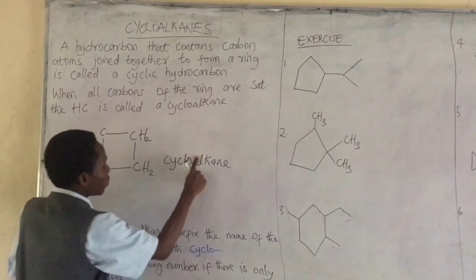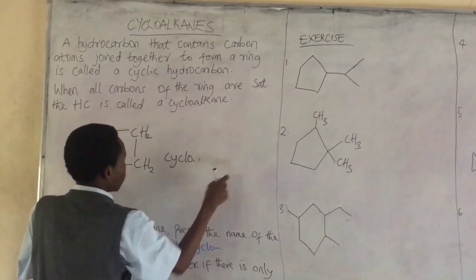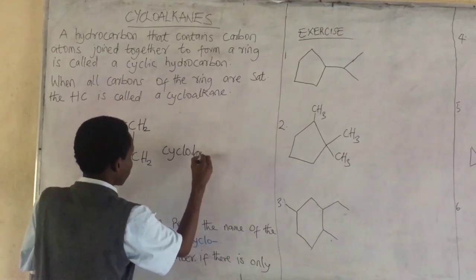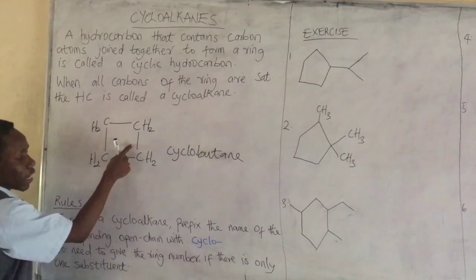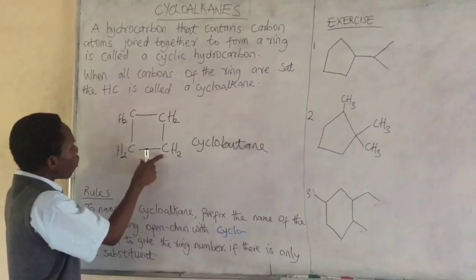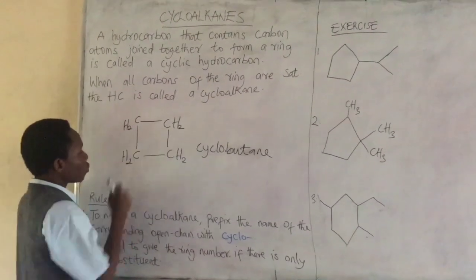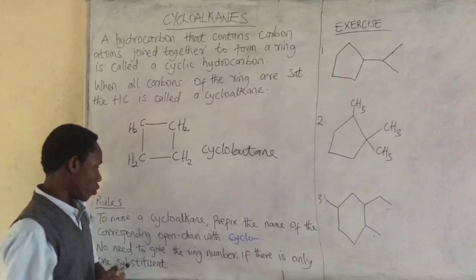Cyclobutane. So we call this cyclobutane. It is called cyclobutane because we are having 4 carbon atoms in this structure, and the structure is in a kind of what? Ring form.